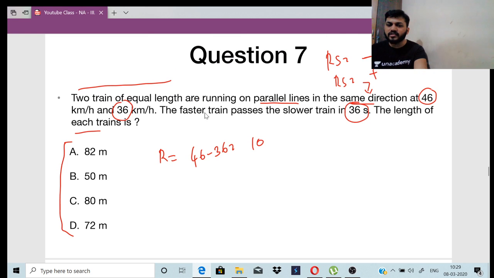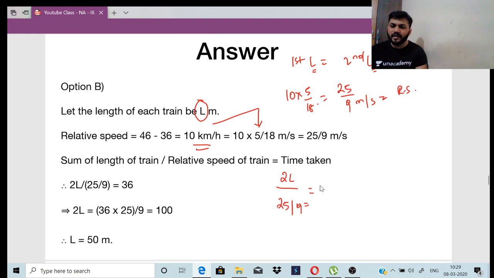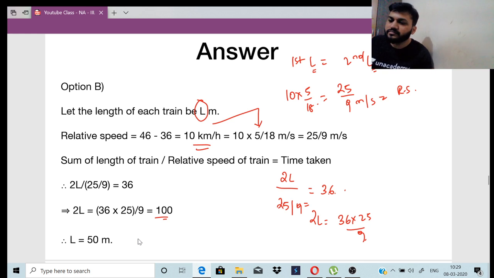Faster train passes slower in 36 seconds. So that will be the time taken, right? It is equal to 36. So 2L is equal to 36 into 25 divided by 9, right? 2L equals 36 into 25 divided by 9, which is 100. So L is equal to 100 by 2, 50, right? Simple one. Again a simple one.